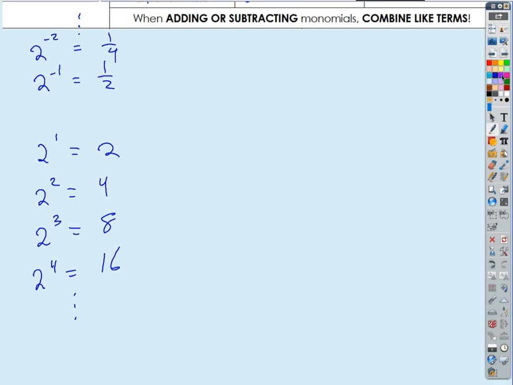So then this should work. What does 2 to the 0 have to be if I follow that trend? 1. Everybody see that? Because when I move down the list, aren't I just multiplying the previous result by 2 every time? Yeah. 1/4 times 2 is 1/2. 1/2 times 2 is 1. 1 times 2 is 2.